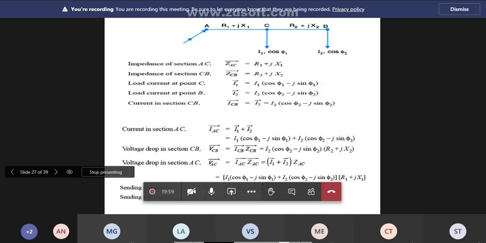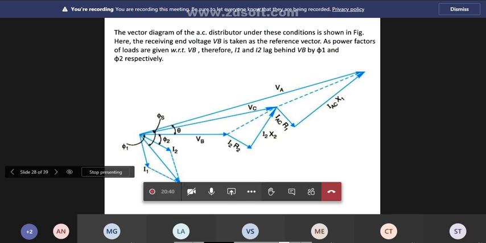Voltage drop in section CB, VCB, is equal to ICB into ZCB, that is I2 cos phi2 minus j sin phi2 times R2 plus jX2. For section AC, it is IAC times ZAC, that is I1 plus I2 times ZAC. So like this. Now the sending end voltage is VAC plus VCB plus VB, right? Like that you have to determine the voltage drop of each section or every consumer. And see the vector diagram.